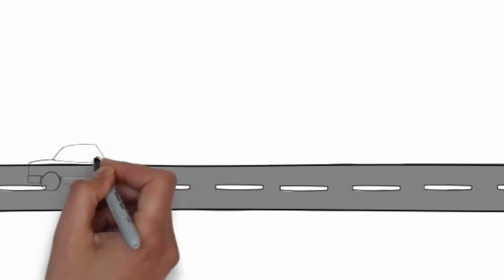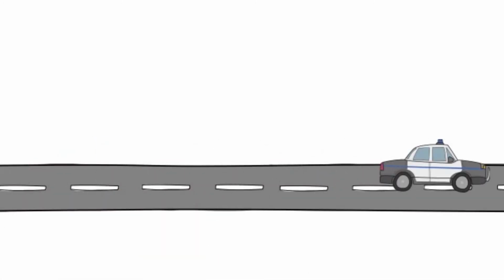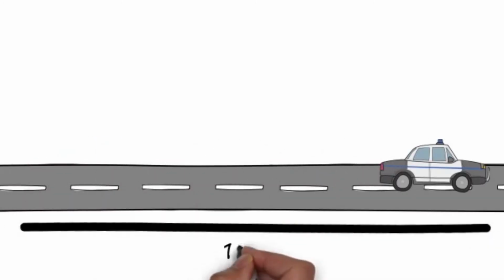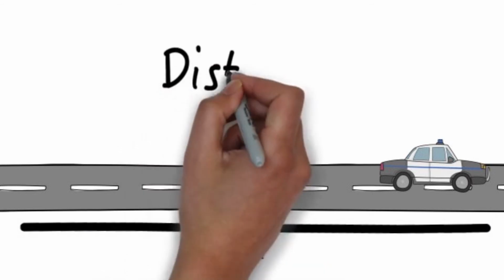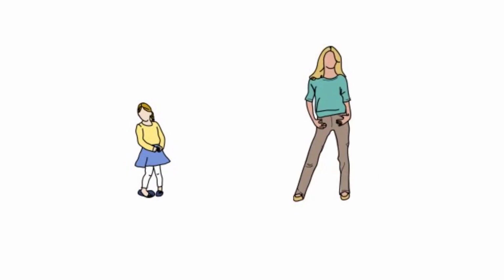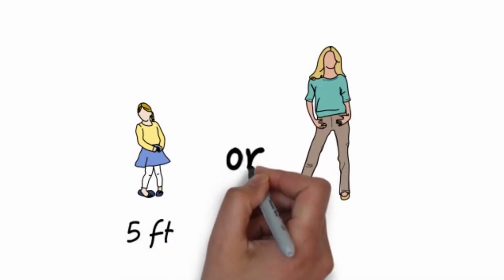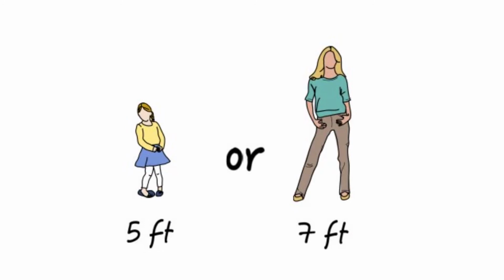Sometimes it is necessary to measure how much an object has moved, or how far away something is. We call this magnitude distance. For example, when talking about someone's height, you may say that she is 5 feet tall or 7 feet tall, depending on the distance between the ground and her head.